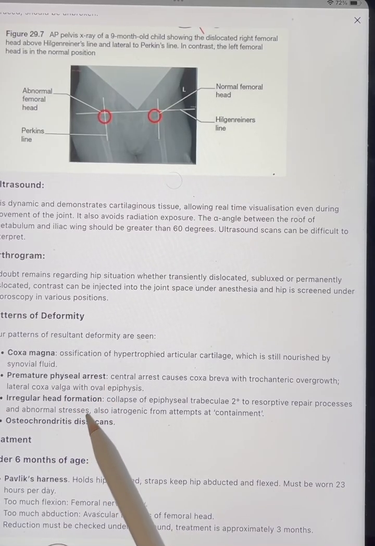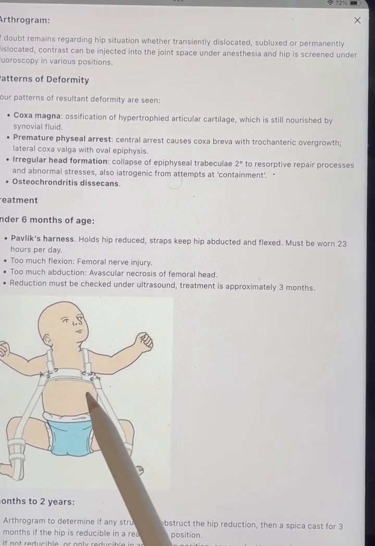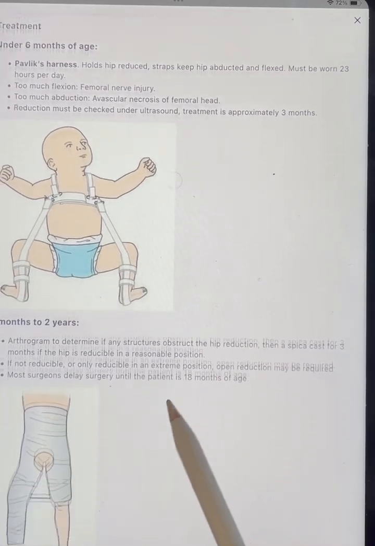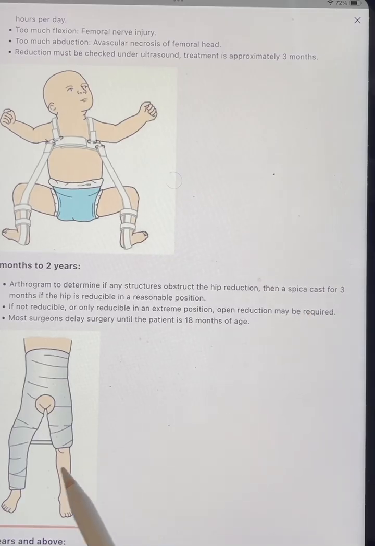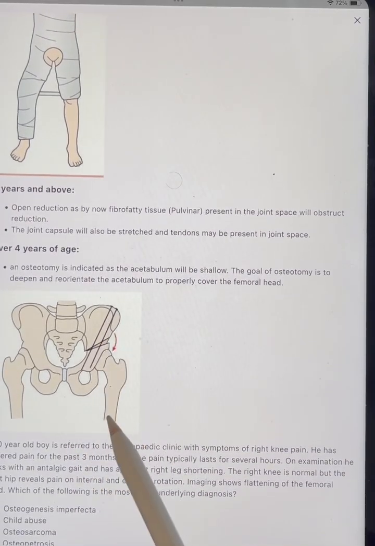Complications: coxa magna, premature physeal arrest, irregular head formation. So this is the pelvic harness. The baby is given this from 6 weeks to 6 months. Then if it fails, arthrogram will show reduction, and a hip spica is this. Over 5 years you have to do pelvic osteotomy.